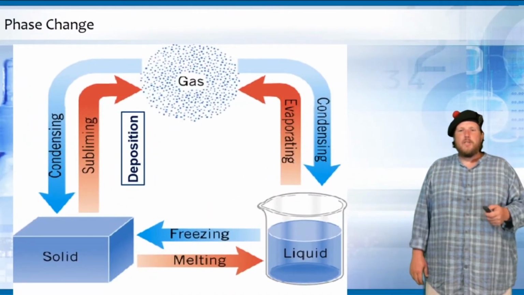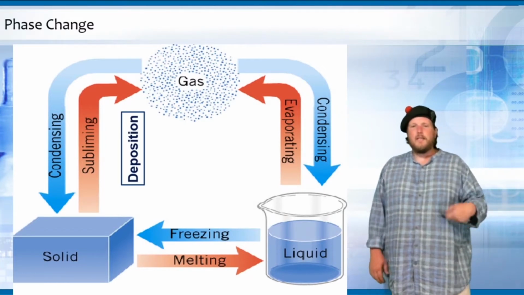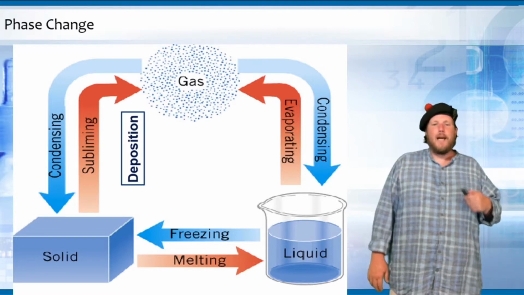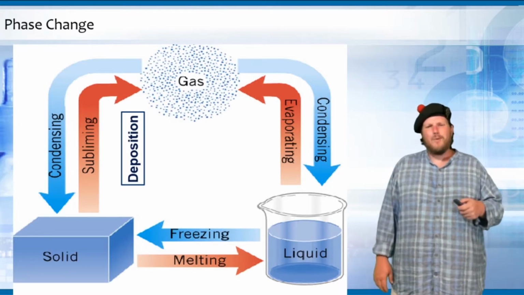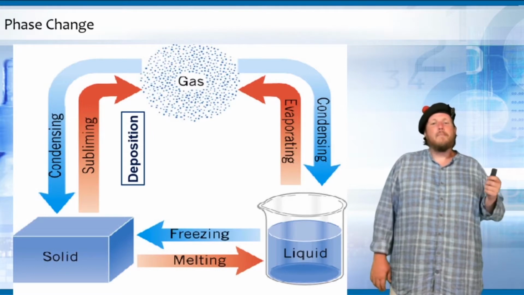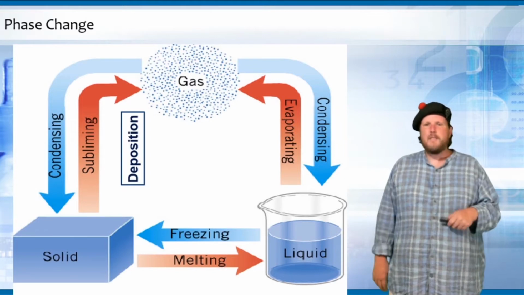So you can change phases, going from a solid to a liquid to a gas, or a gas back to a solid. Gas back to solid is called condensing or deposition. Deposition is actually a better term for this. That's why it's there, but you will see both used at times.